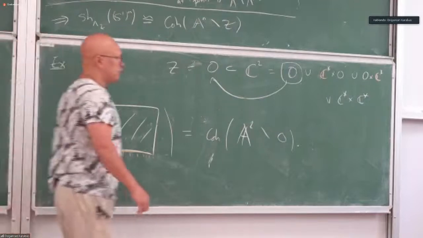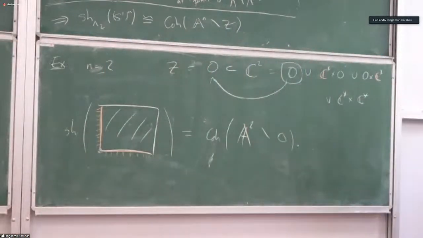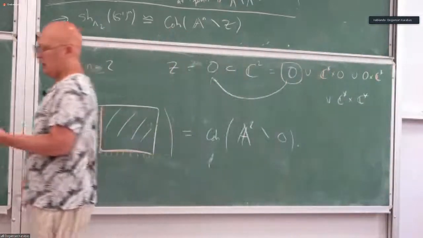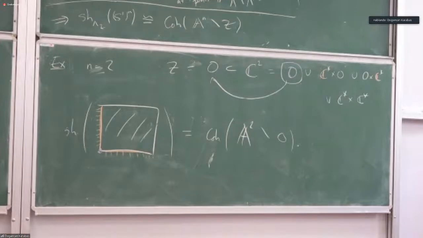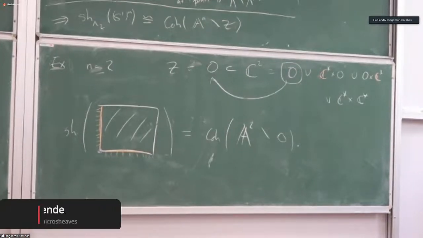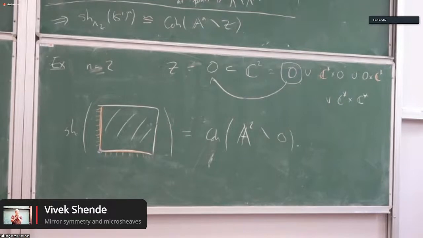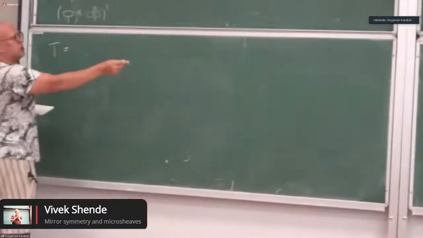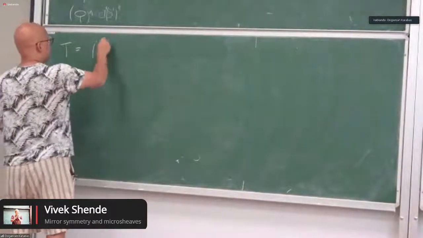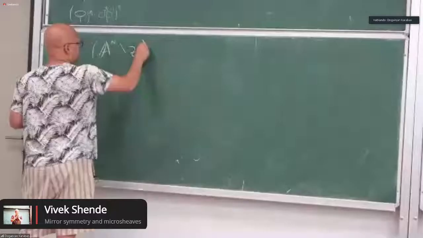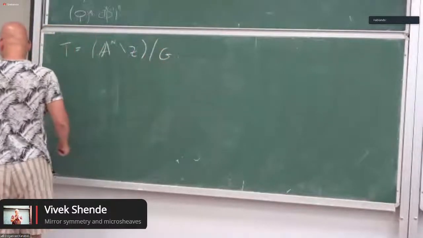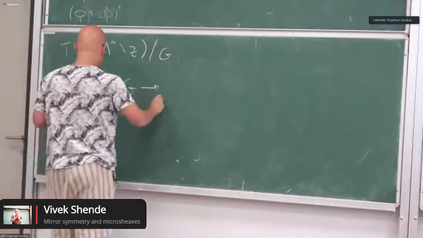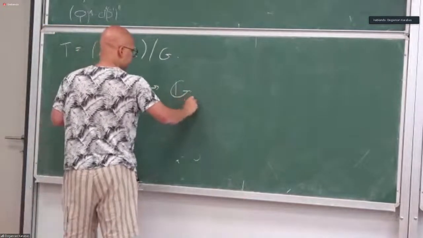Okay, so now that was for deleting something. Now I should tell you about taking quotient. So again, my toric variety T, I unfortunately erased this. It's supposed to be some A, Z mod some group G. And let's write this kind of sequence, 1, G. It sits inside this multiplicative group.